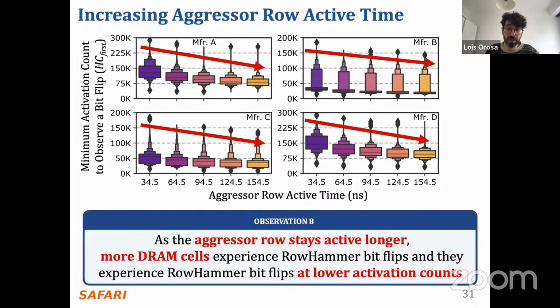Based on our observations on the bit error rate and HC first, we conclude that as the aggressor row stays active longer, more DRAM cells experience RowHammer bit flips, and they experience RowHammer bit flips at lower activation counts.